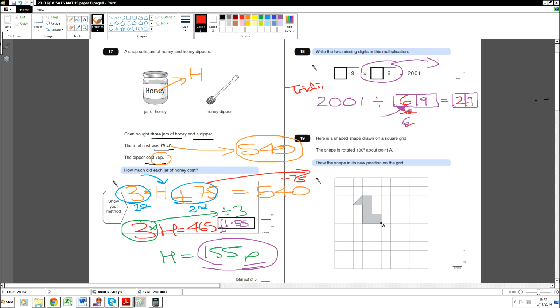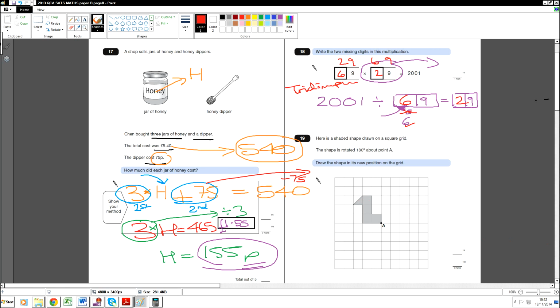Trial and improvement. Okay. So you can have it the other way around as well. The answer I'm going to put here is 69 and 29, or you can have 29 here and 69 there. So any of those two sets of answers will give you the correct answer and give you the full 1 mark.